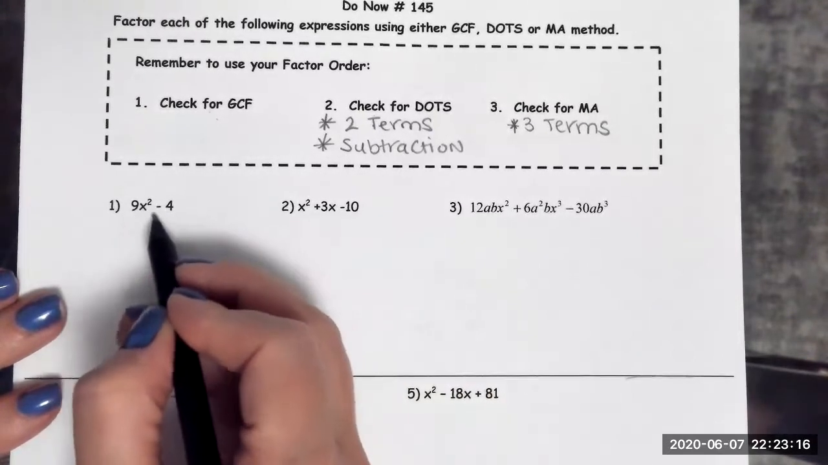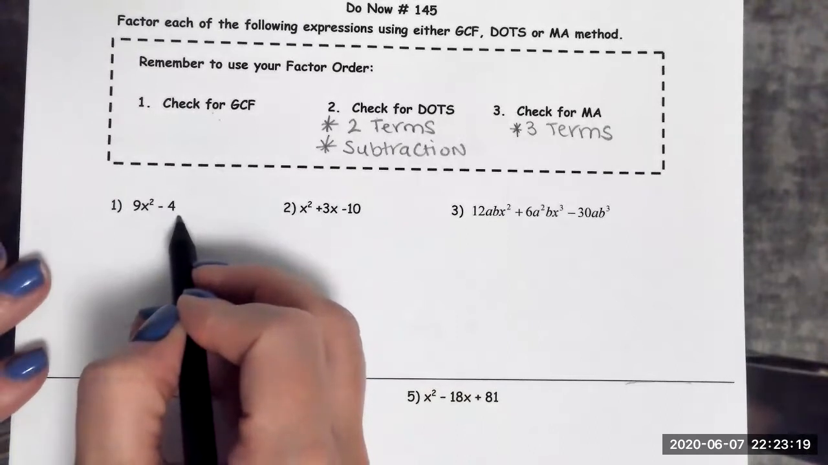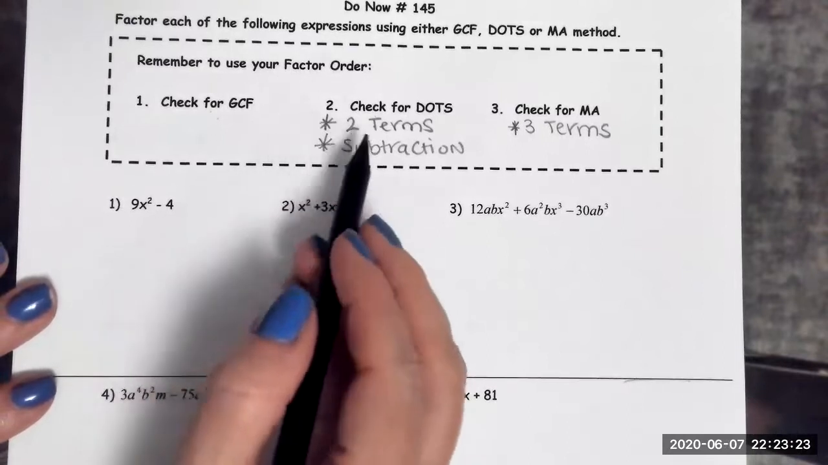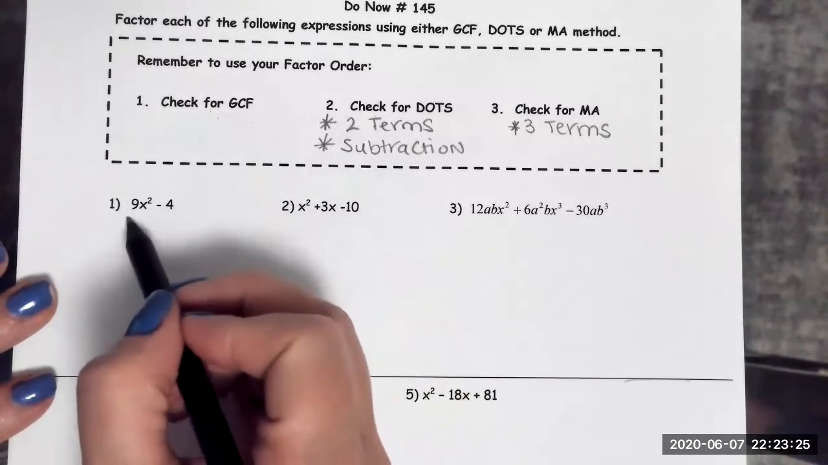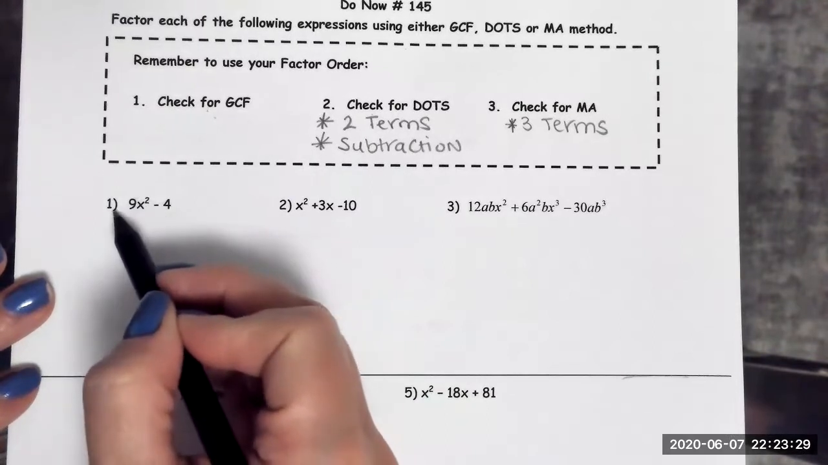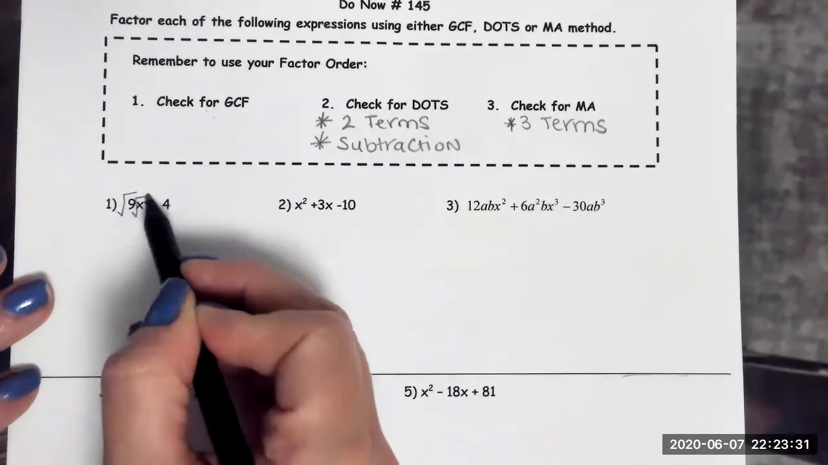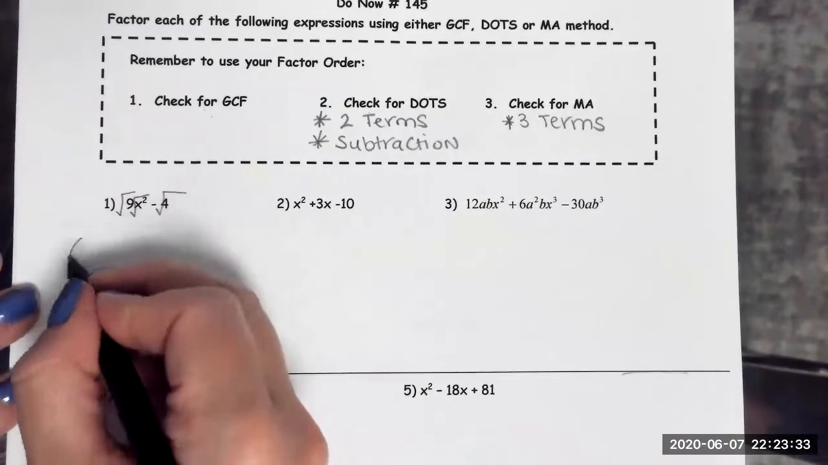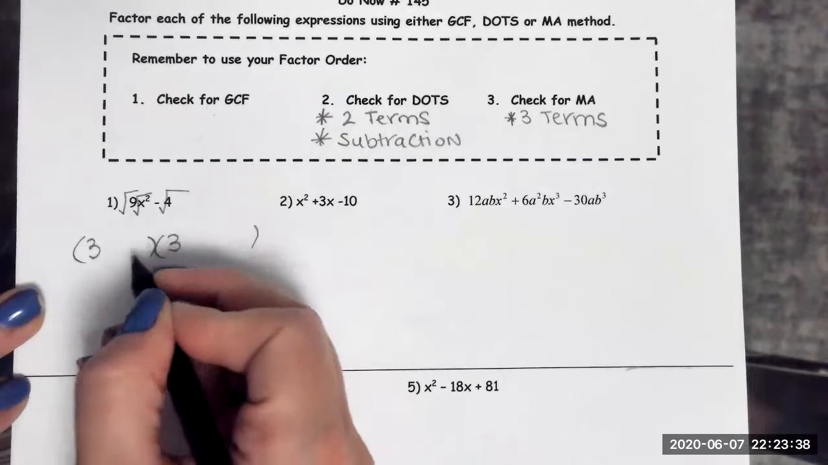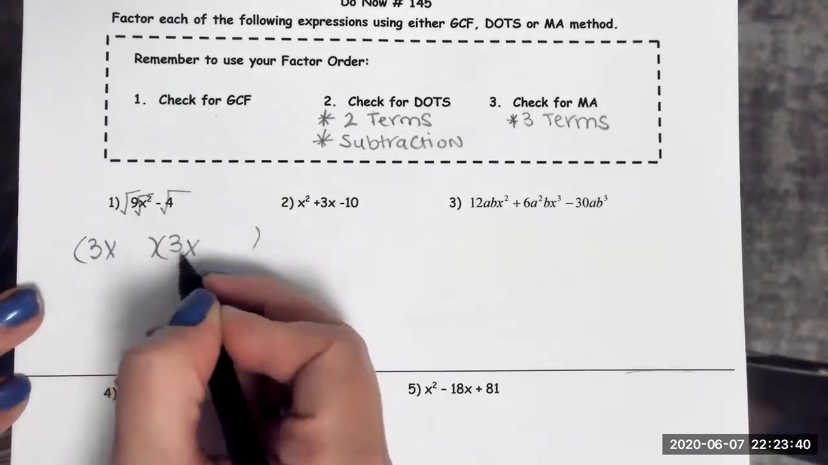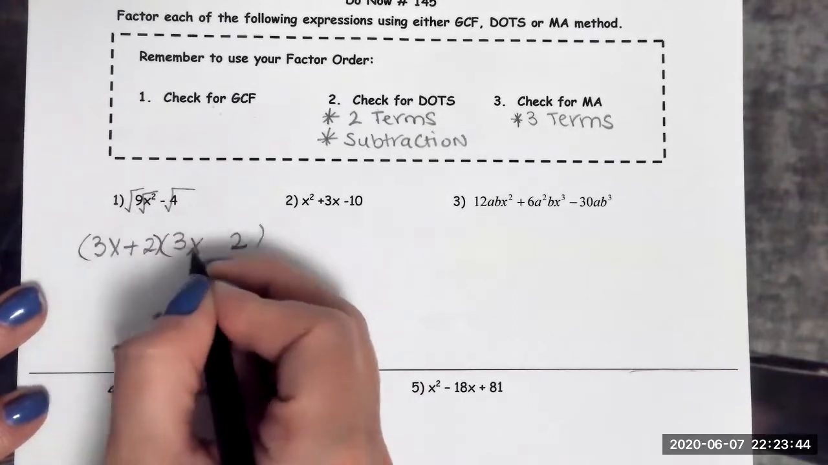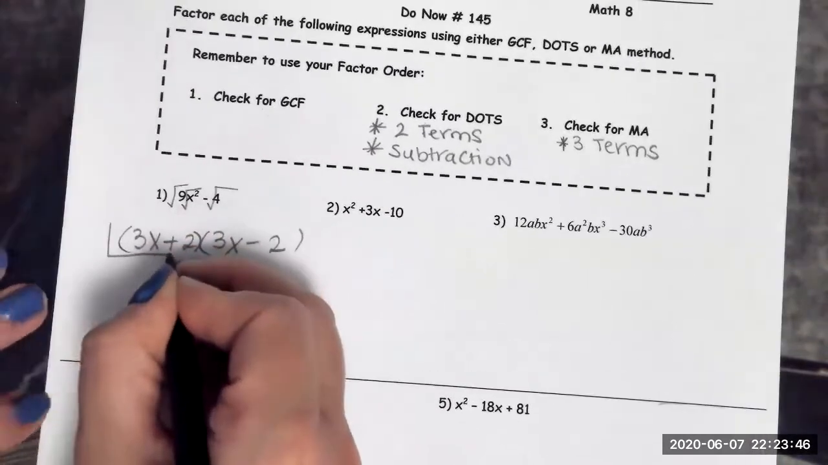Do you see a greatest common factor between 9x squared and minus 4? I do not either. So the next thing I'm going to try for is DOTS. Well, I see that there are two terms with a minus sign in the middle, so hopefully I can take the square root of each of these terms. Let's see if I can. The square root of 9 is 3. The square root of x squared is x. And the square root of 4 is 2. So one gets a plus and one gets a minus, and that's definitely a DOTS situation right there.